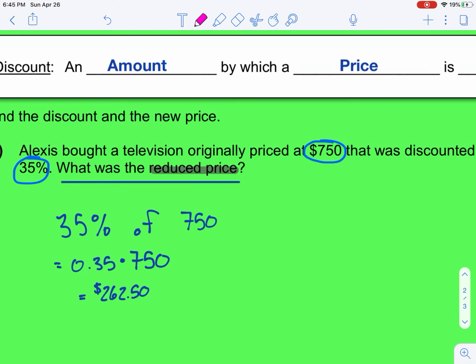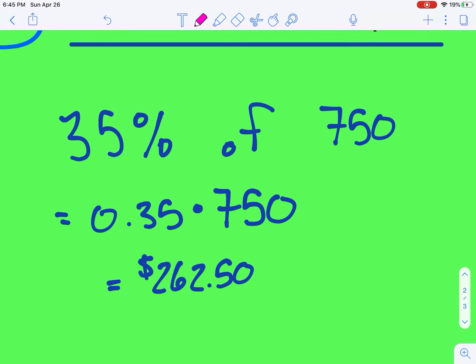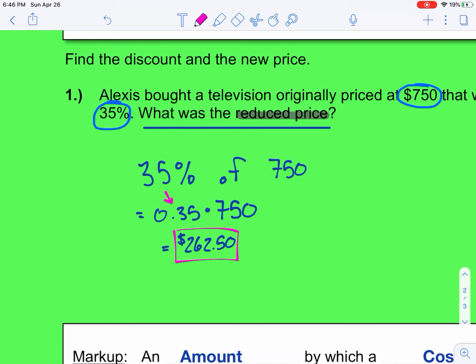So my original problem is actually going to start off as 35% of $750. And this is a lesson that we did, I believe it was in 7.2, when we were talking about the percent of a number. So I went from 35% to 0.35 just by dividing by 100 and then multiplying by 750 to get $262.50. But we need to talk about what that number means. That is not my final answer. That is how much money Alexis is saving by buying her television that is on sale.